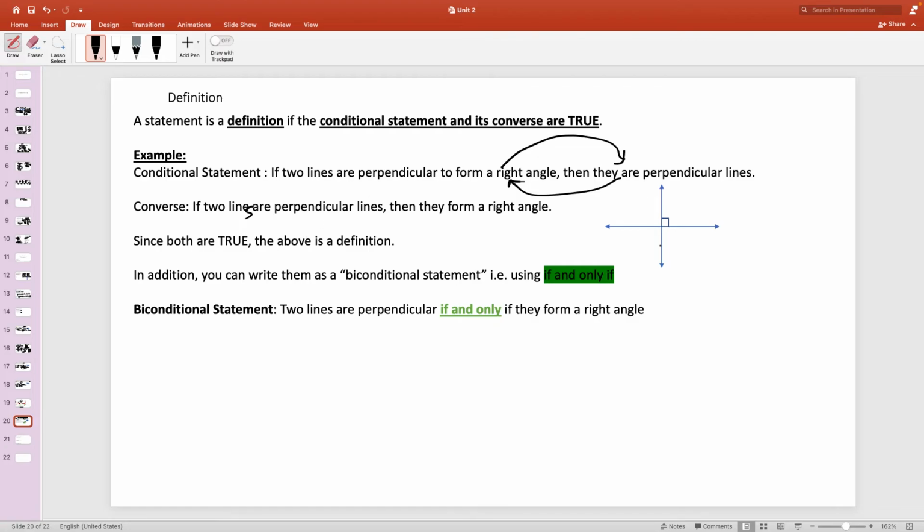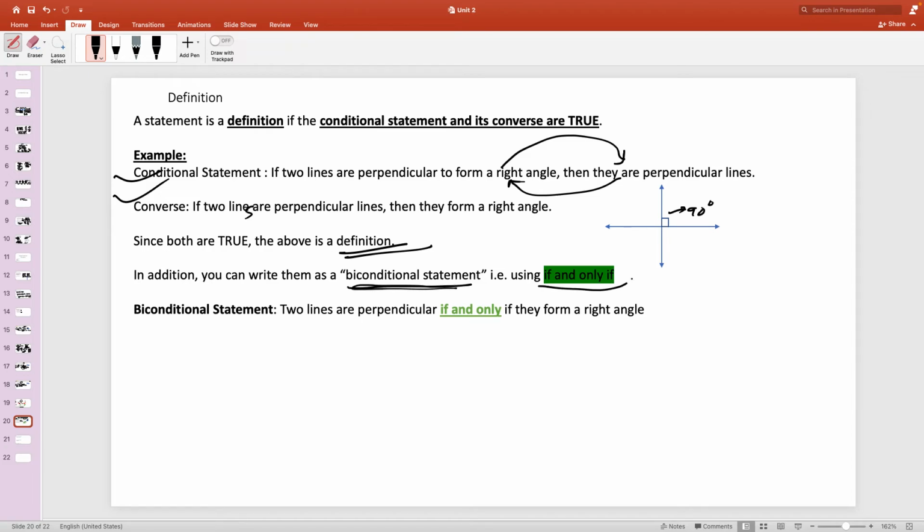If two lines are perpendicular to form a right angle, so this is a right angle, right? This guy, 90 degrees, then they are perpendicular lines. And what we are saying is that if two lines are perpendicular lines, then they form a right angle. So since both the conditions are true, this is a definition, right? And in such situations, when this conditional statement and converse are true, you can write them as a biconditional statement.